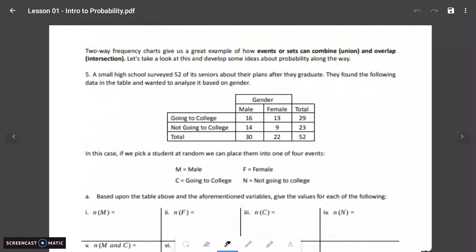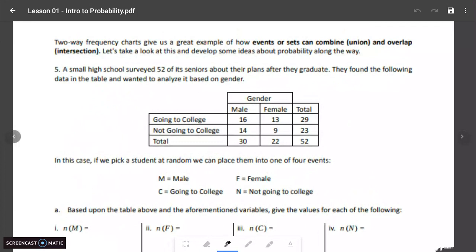And so let's look at a two-way table now. So a two-way table is the same idea as our Venn diagram, but it just shows our pieces and overlaps in a different way. So a small high school surveyed 52 of its seniors about their plans after they graduate. They found the following data in the table. So they based it on gender and whether or not they were going to college.